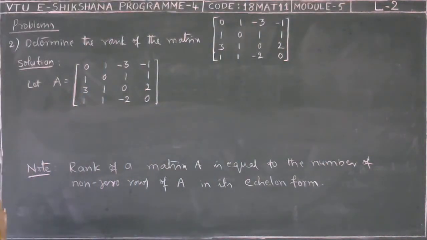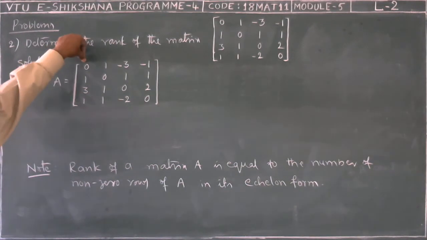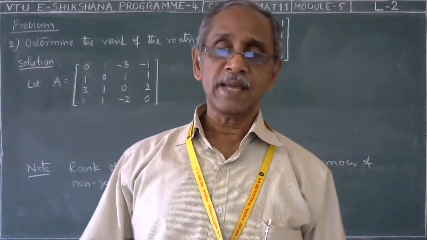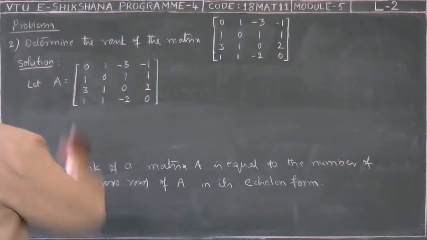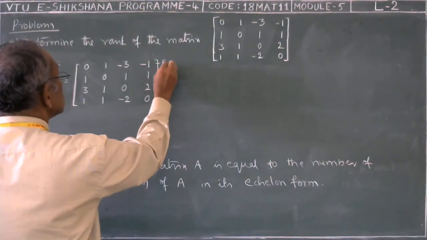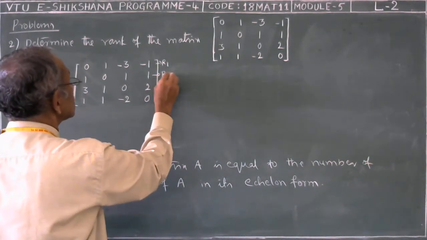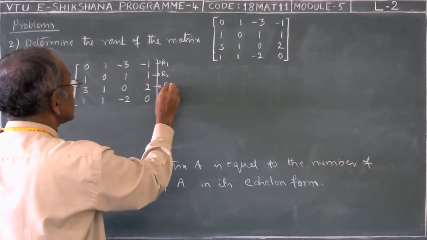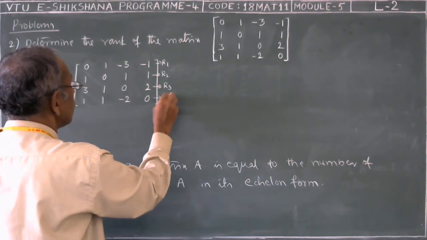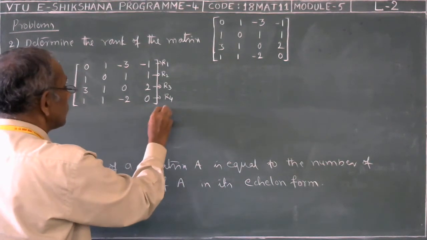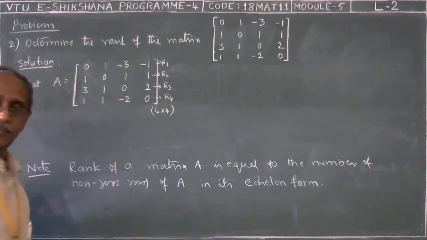So now there is a zero in the leading entry, in the first column. As per the echelon form properties, that has to be pushed to the bottom level. So we shall need to change. This is row 1, so we call it R1. This is row 2, we call it R2. Row 3, call it R3. Row 4, call it R4. So there are 4 rows and 4 columns.